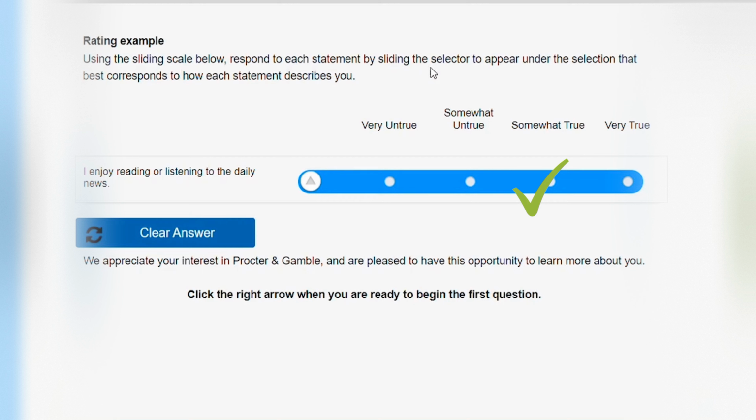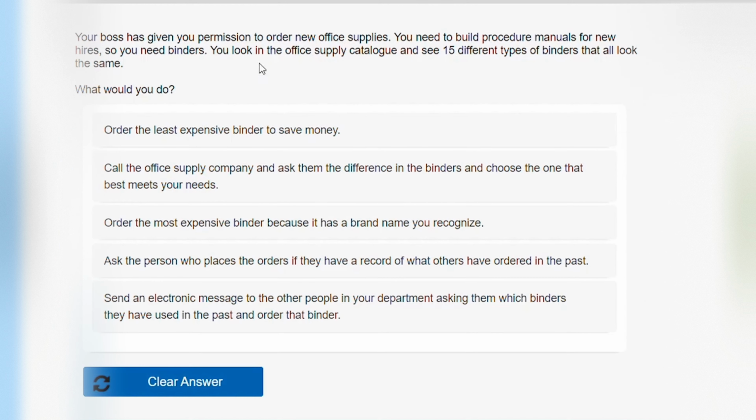Now let's get into the questions. Now the first sample question that I have is, your boss has given you permission to order new office supplies. You need to build a procedures manual for new hires. So you need binders. You look in the office supply catalog and see 15 different types of binders that all look the same. What would you do? So the clear peak performance factor that I see here being used is champion productivity, which is simplify.